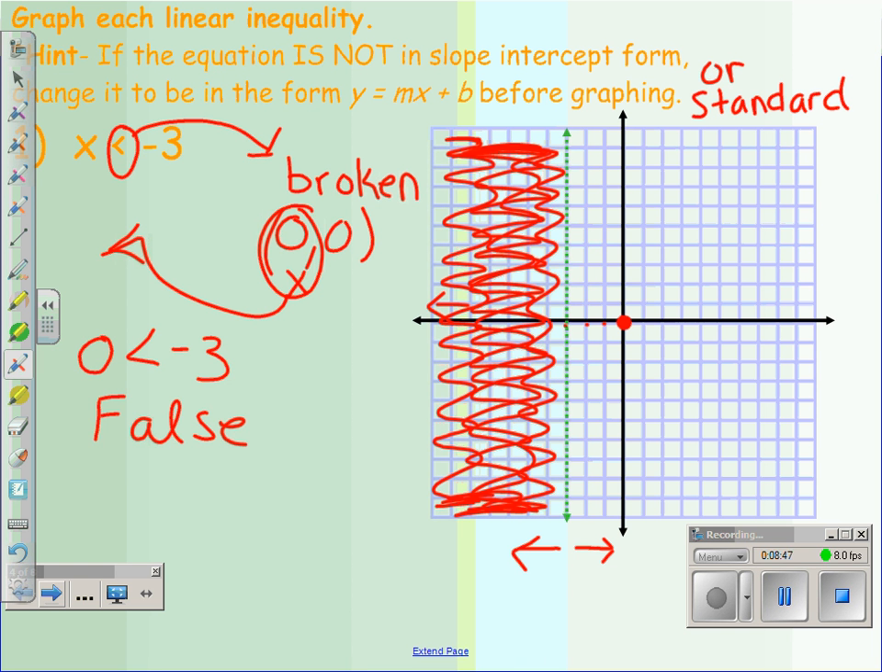Make sure you check 2 things before you go to your next problem. Is your line broken or solid? Well, it's less than, so that's going to be a broken line. If it was less than or equal to, it would be a solid line. And then, of course, we shaded on the correct side because it makes our statement true. So that's just a good start with our simple inequality.